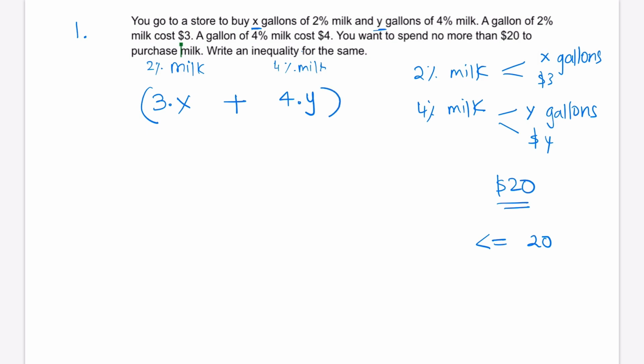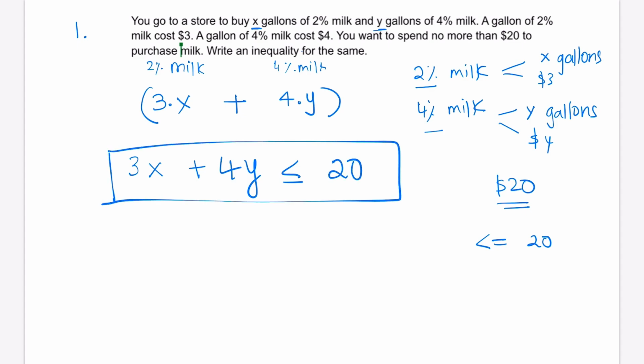3x plus 4y is the total money you will spend to buy both 2% milk and 4% milk in that store, and this has to be less than or equal to 20, because that's the maximum budget that you have allocated to buy milk on that day. So 3x plus 4y is less than or equal to 20. This is the inequality for this problem. And as you see, this is a linear inequality in two variables x and y.